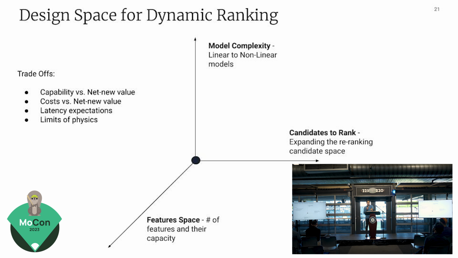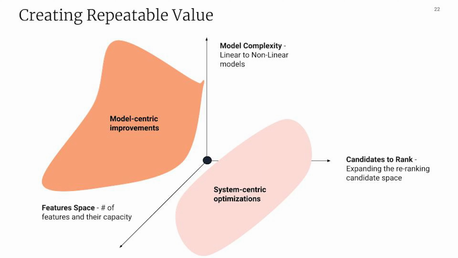But given this design space where we have these 3 different knobs, we still want to go back to the earlier point: how can we create repeatable value with this design space? And what we found is it's better to start with something simple and have something end-to-end working. So in this case, you start with a linear model, make it work with re-ranking of 100 to 1,000 candidates, and use a feature space that is smaller, like 100 or 1,000 features.